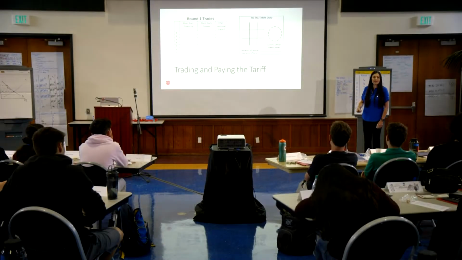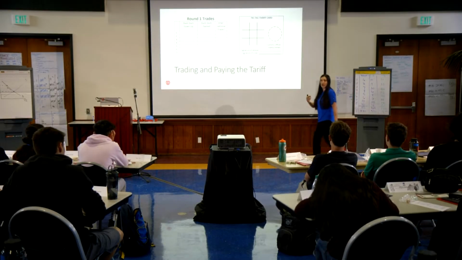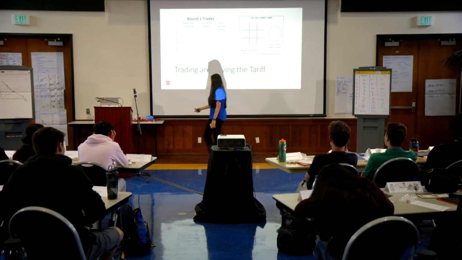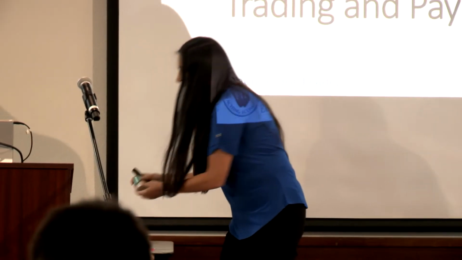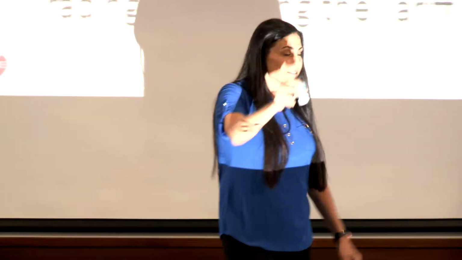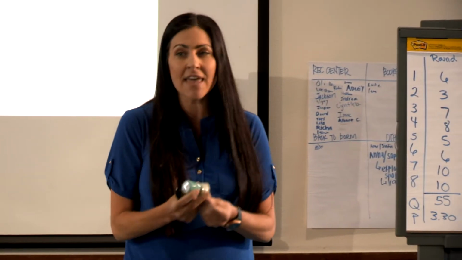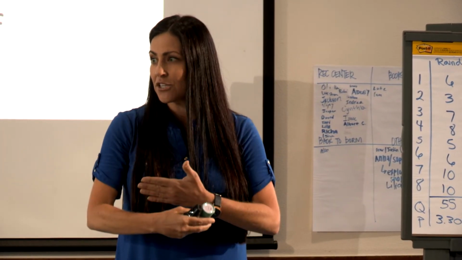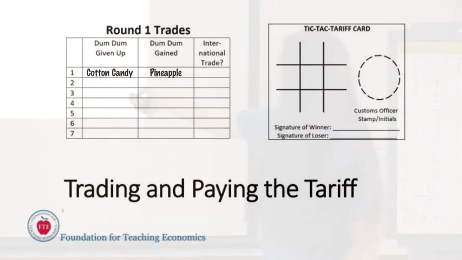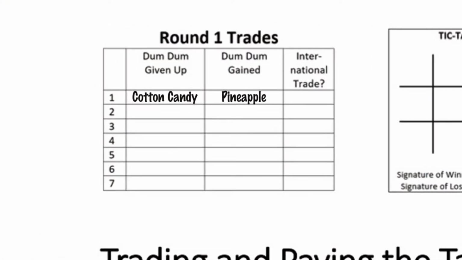And then you will bring the completed tic-tac-toe board up to me here in the center of the room, where I will stamp it with my official custom stamp, approving the transaction. You've paid the tariff, and then the two of you may exchange your lollipops. And in the same way, you would record the exchange. I gave up a cherry, I got blue raspberry. And it was an international trade, so you would mark the little international trade box.